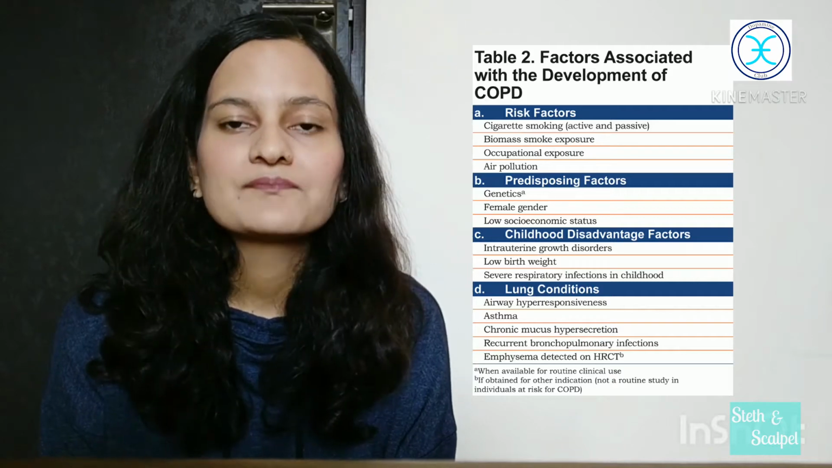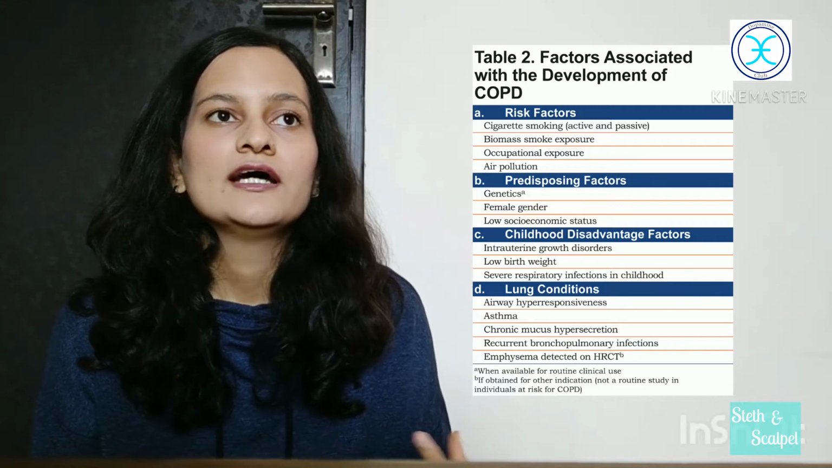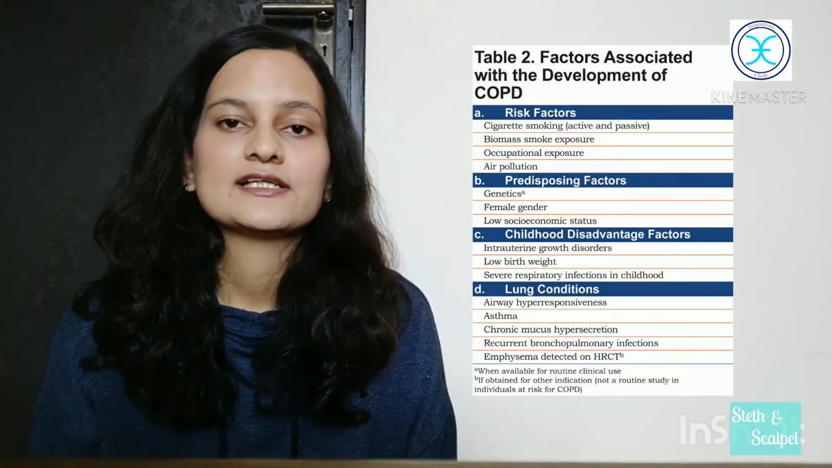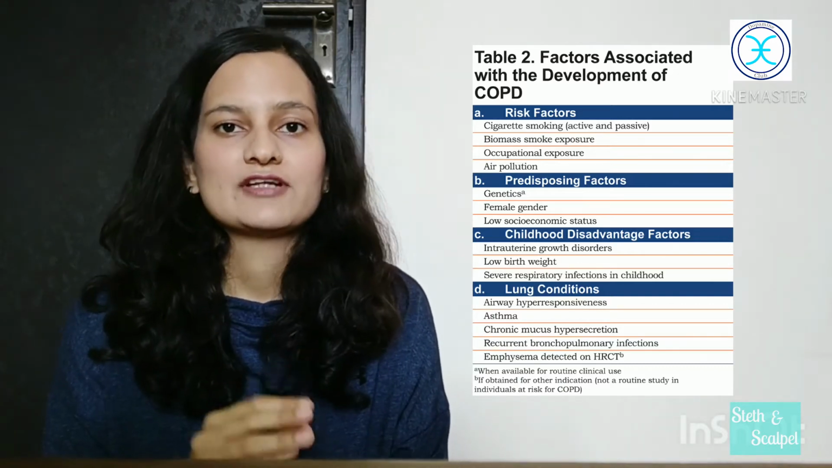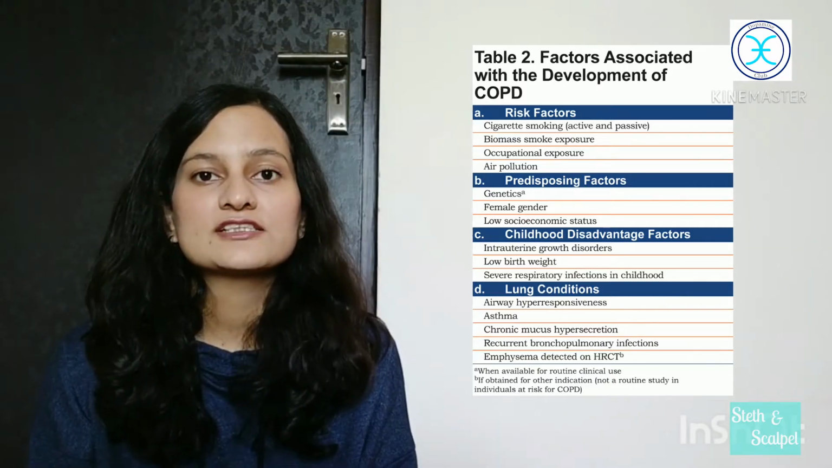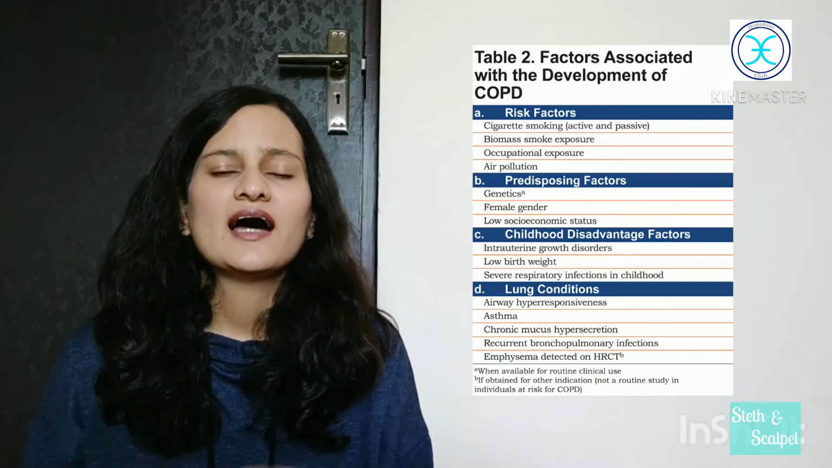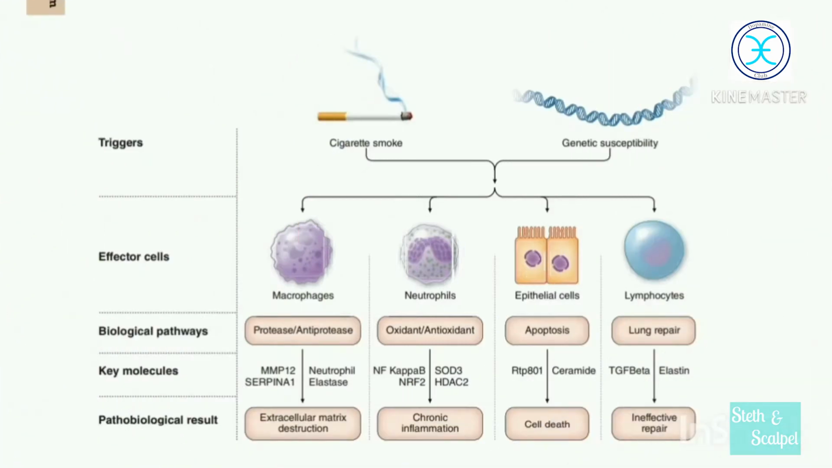So coming to the risk factors, mainly it is smoking and environmental exposure. It can be air pollution, or the cooking fuel, or occupational exposure like coal dust. But it is observed that not all smokers develop COPD, so there is a genetic role to play as well. So the risk factors include mainly smoking and genetic susceptibility, and some other things such as low birth weight or any infections.